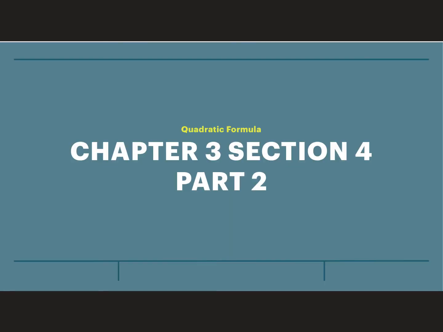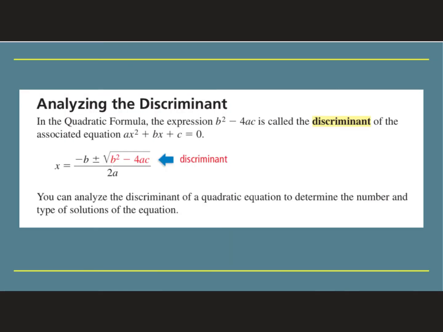So chapter 3, section 4, part 2. So part 2 talks about the discriminant. So the discriminant we can find by using the quadratic formula, but it's just everything that's under the square root. So our formula for the discriminant is just b squared minus 4ac. That's all we care about, not the whole quadratic, just the part that's under the square root.